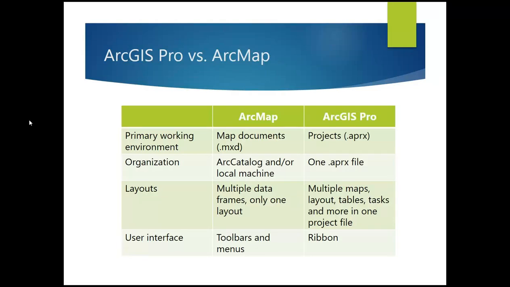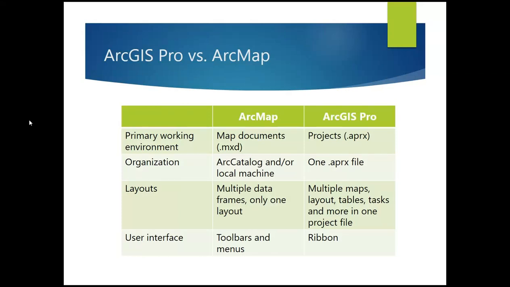As far as organization goes, ArcMap utilizes ArcCatalog and our local machine to organize the datasets, MXD files, locators, and more. Now, in ArcGIS Pro, you have one .aprx file to organize everything instead of having multiple folders and/or multiple geodatabases for your data. For layouts, ArcMap was utilizing multiple data frames, but only had one layout. And now in ArcGIS Pro, you can have multiple maps, layouts, tables, tasks, and more in one single project file.